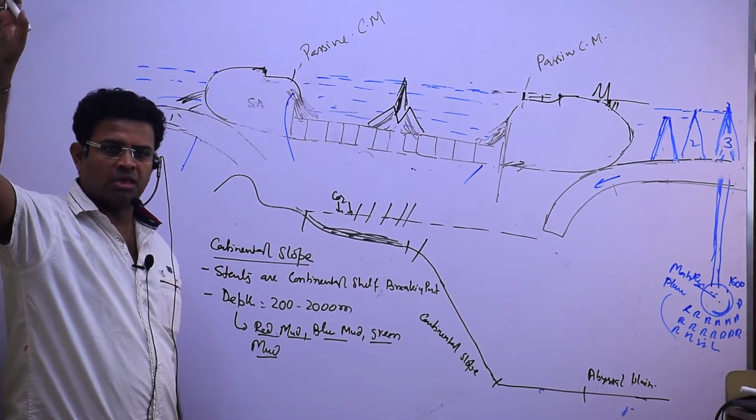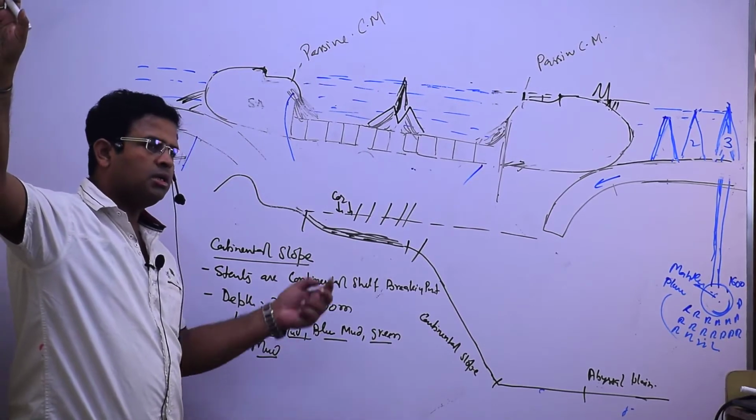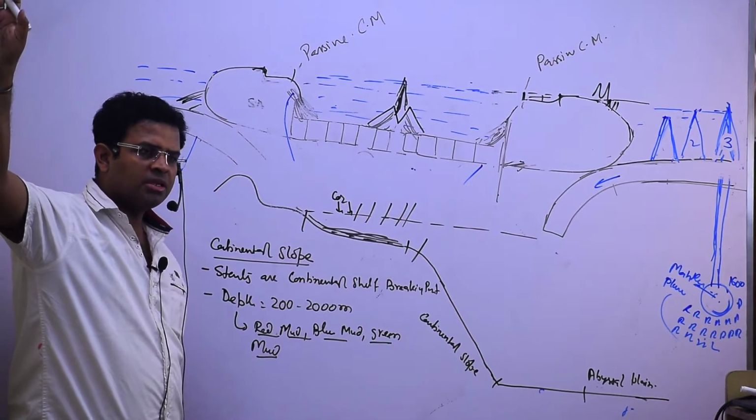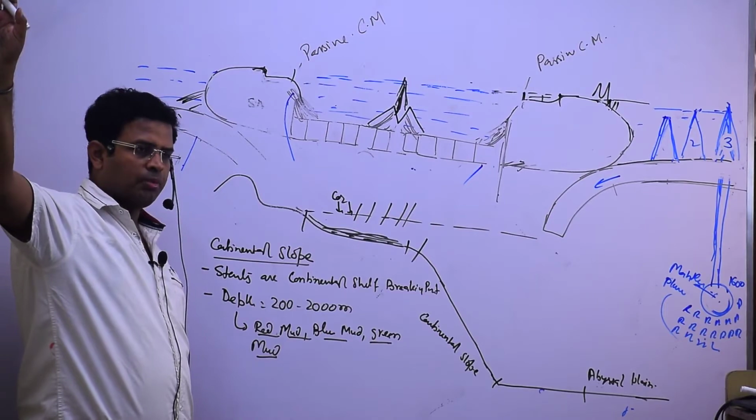It is in a continental slope. Along the continental slope you will be able to see red mud, blue mud, and which other mud I said? Green mud. Understood? We will see that in the oceanic deposits class.